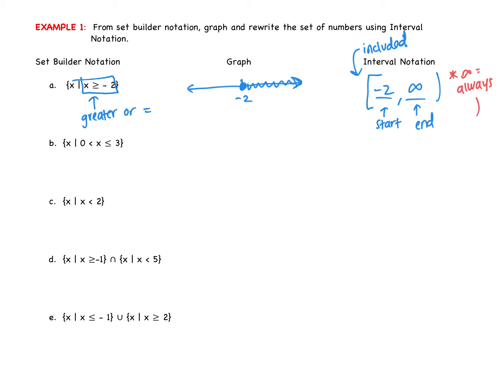In B, again, all I care about is the inequality. So when we go to graph that, we have 0 and we have 3. 0 is not included, so it gets an open circle. 3 is included, so it gets a closed, and we shade in between.